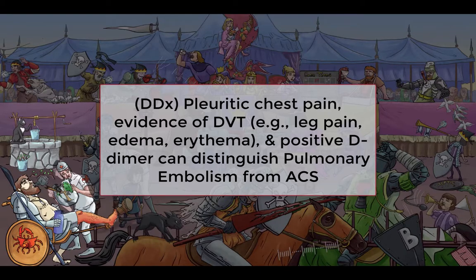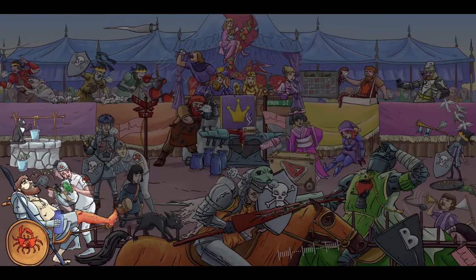If you have some suspicion for a PE, your next step should be testing. A D-dimer can help you rule it out in patients with low pretest probability, while patients with greater likelihood should get a CTA to rule it in.